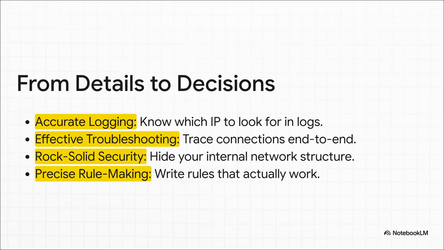It matters because understanding this changes everything about how you manage your network. It means you get accurate logs because now you know which source IP to actually search for. It lets you troubleshoot effectively, tracing a connection from start to finish without getting confused by a surprise IP change. It gives you rock-solid security because you know for sure how your network appears to the outside world. And maybe most important of all, it allows you to write firewall and NSG rules that just work the first time because you can finally predict what the firewall is going to do.